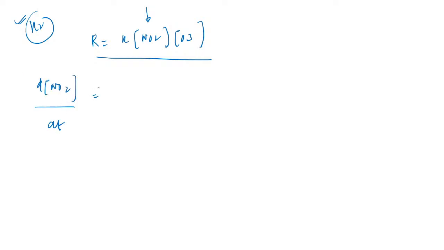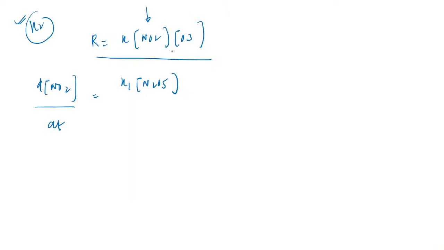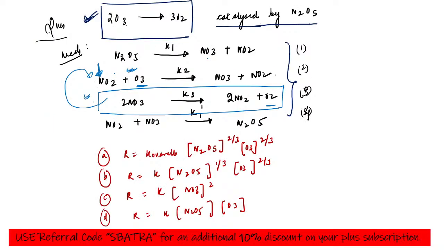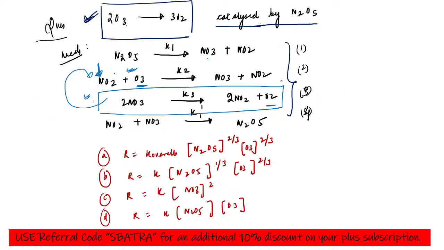So dNO2 by dt is nothing but K1 N2O5. Okay, this is for the first reaction, and for the second reaction it's minus K2 NO2 O3. And for the third reaction, you have NO2 in the product, so it's plus 2K3 NO2. Is it clear to all of you?